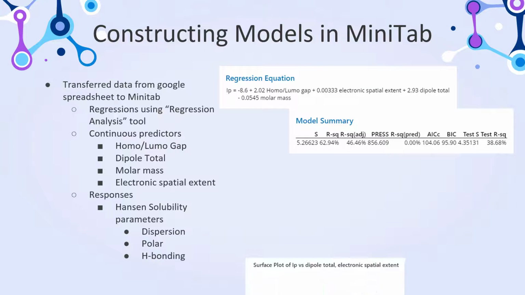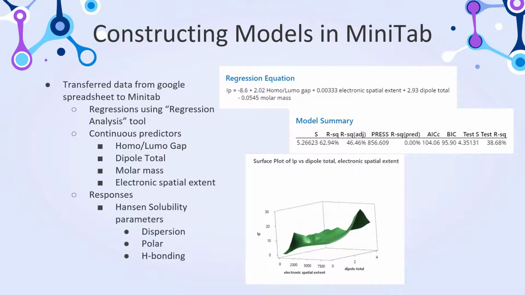To attempt getting more robust regression models, I used a statistics software called Minitab, where I was able to make 3D surface plots of the data as well as generate regression equations. I used the HOMO-LUMO gap, dipole total, and electronic spatial extent calculated from Gaussian, along with the molar mass as continuous predictors, and the responses were the known Hansen solubility parameters. I was able to get a regression equation for each of the parameters.